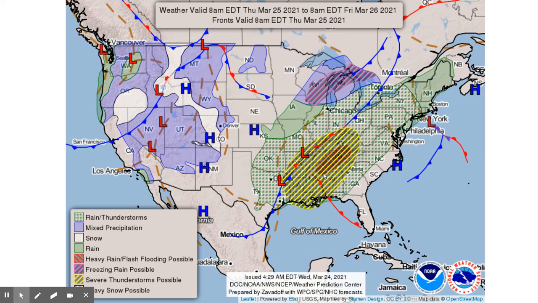So this would be from Thursday to Friday. So this is the weather prediction from Thursday to Friday. So you can see here in San Antonio, we're still kind of in the area of rain and thunderstorms. You've got severe thunderstorms possible all the way through the southeast. And then again, you can see this cold front right here in the Pacific Northwest.